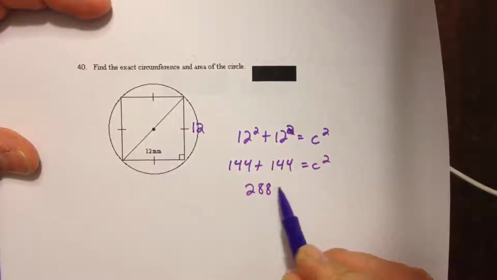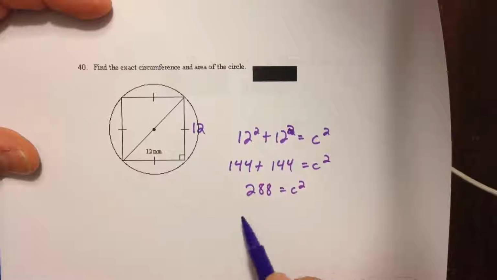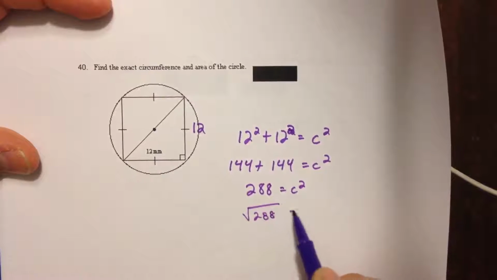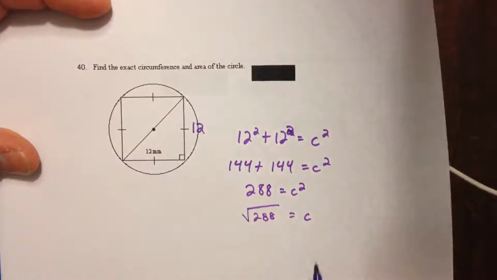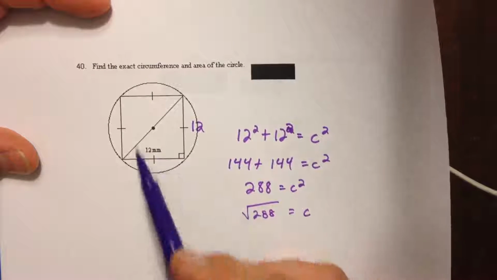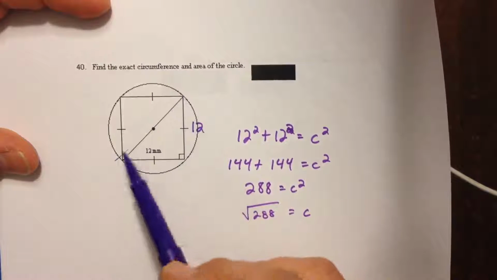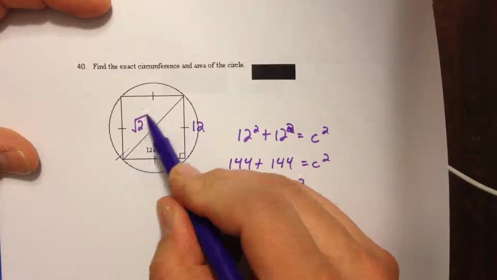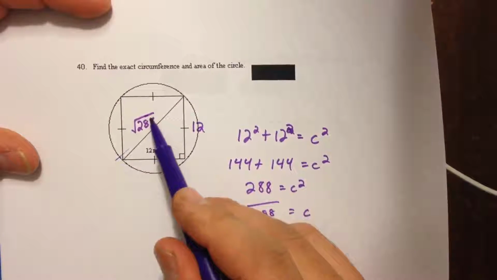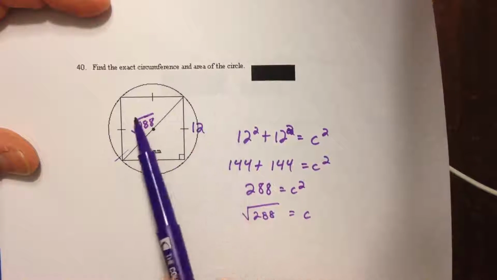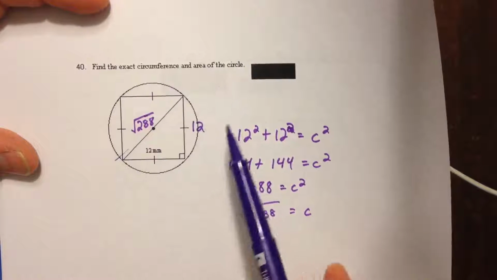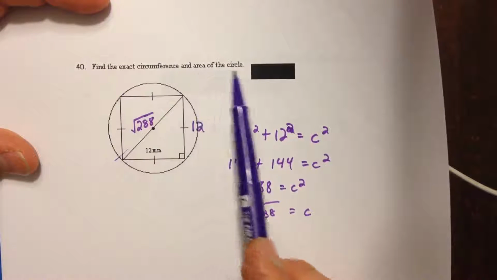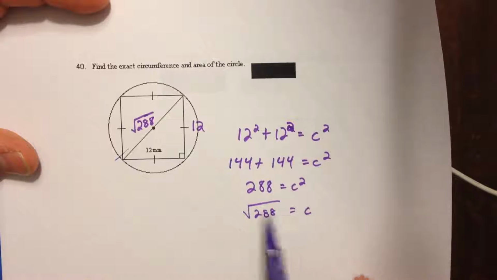So that's 288 equals c. So I'm going to take the square root of both sides. So my diameter, which happens to be c in this case, this whole thing is the radical 288. Now, it doesn't say that you have to write it in perfect, it says find the exact circumference and area of the circle.